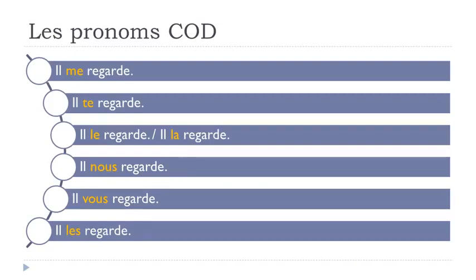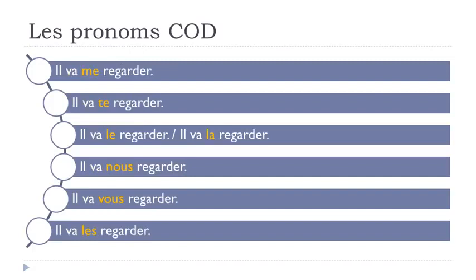I've put the same sentence, but in the near future form, just to show you, in case you forgot, that it should come before the second verb. Il va me regarder, so he's going to watch me, or to look at me. Il va te regarder. Il va le regarder. Il va la regarder. Il va nous regarder. Il va vous regarder. Il va les regarder.